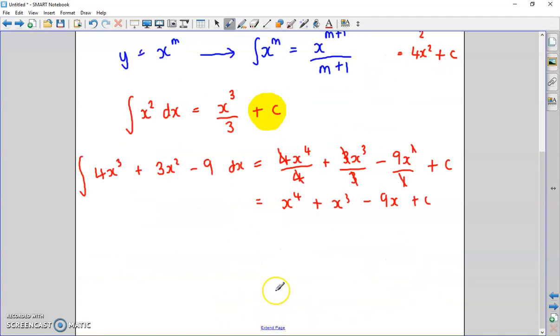And like I say, if you were given some extra information, so perhaps they would tell us a value of x and a value of y, we could work out what that c is. But the general rule for integration: increase the power by 1, divide by that new power, don't forget your plus c.